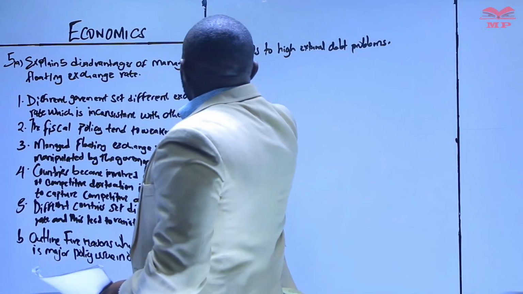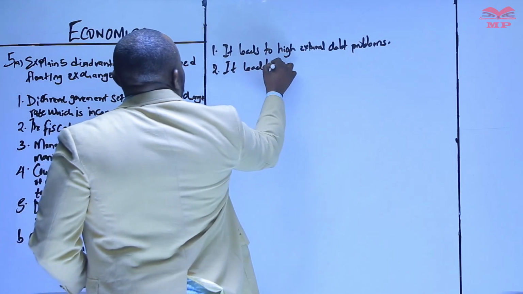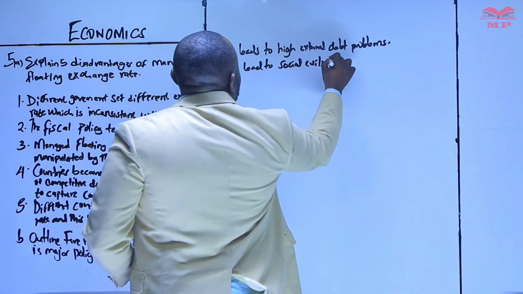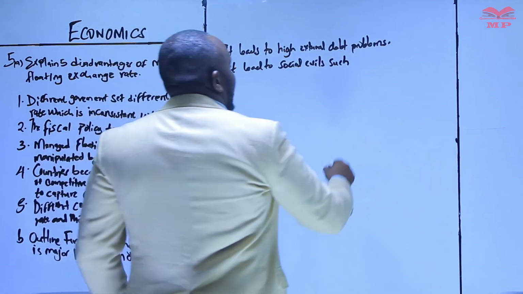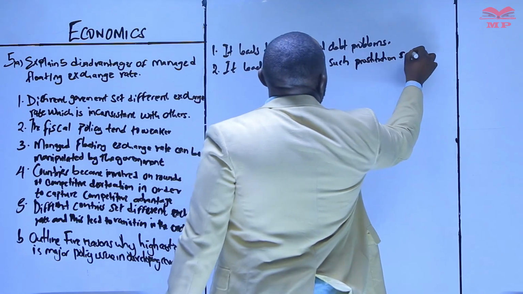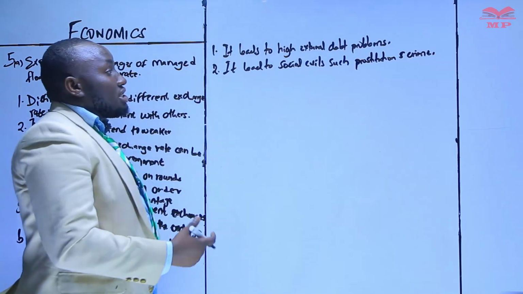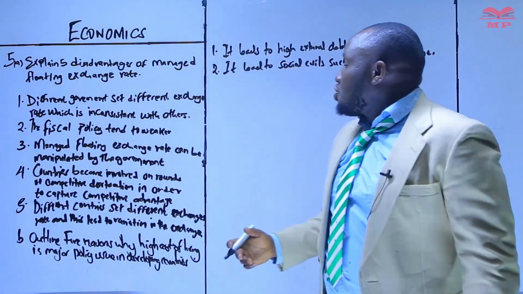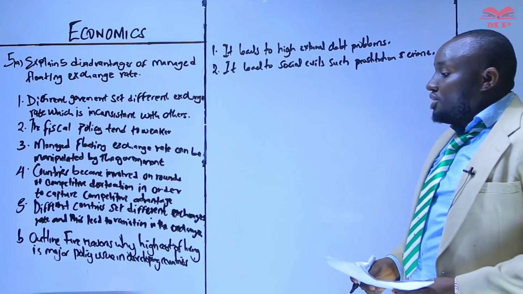Another thing, when you have high cost of living, it leads to social evils such as prostitution and crime. It can lead to prostitution and crime when you have high cost of living. And that is why it is a major policy issue.